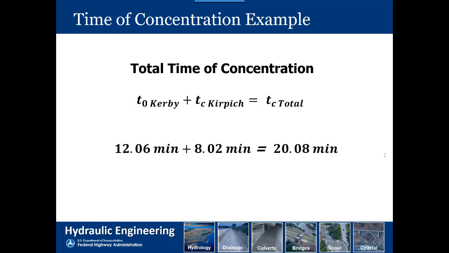So our total time of concentration would be those two numbers summed together, 20 minutes. You take this, you go to the IDF curve in whatever district you're in, find out exactly what the intensity of that storm is, and then you can find your peak runoff through Q equals CIA: the area of the watershed, the composite runoff coefficient, and your rainfall intensity.